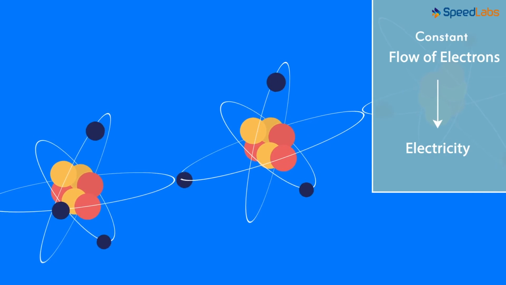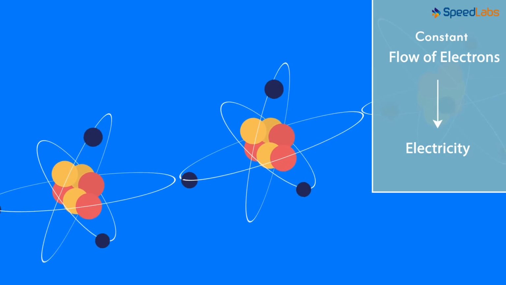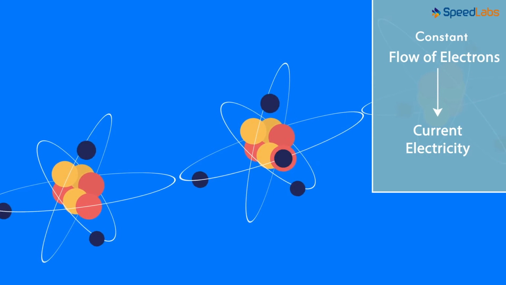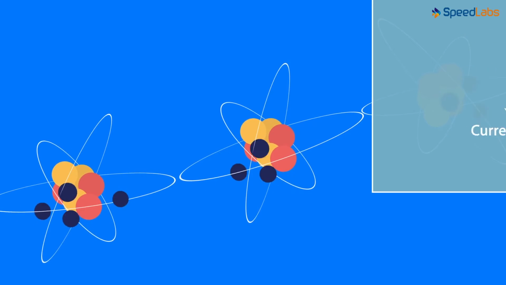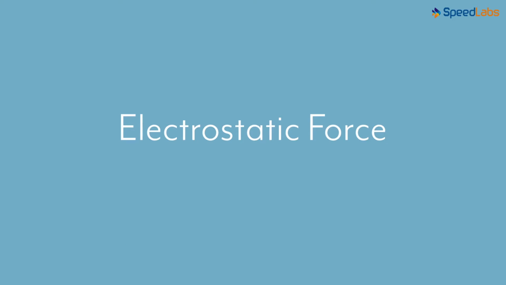The charges are constantly flowing. It's also known as current electricity. But why do charges flow? Why does the electron from one atom move to the orbit of another? To understand that, we need to understand the concept of electrostatic force. In simple words, it is the force that operates between charges, and most of us already know it. Opposites attract and likes repel.